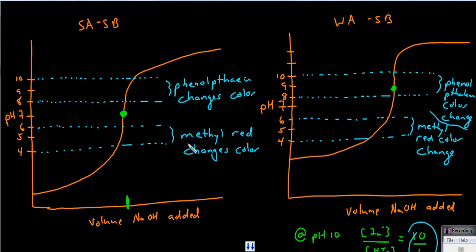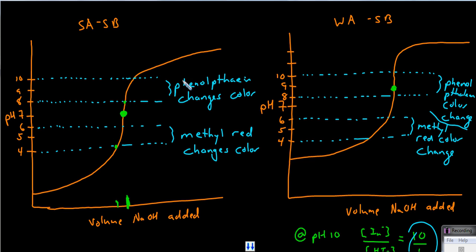Methyl red, which changes color between pHs of 4 and 6, or phenolphthalein, which changes color between pHs of 8 and 10. Well, if you were to use methyl red, it would start changing color at this pH of 4, which would give you a volume which is significantly before the equivalence point. And so you don't want to use methyl red in this case. But if you were to use phenolphthalein, then it would change color almost exactly at the volume that your equivalence point is at. And so this is a proper choice for your indicator.